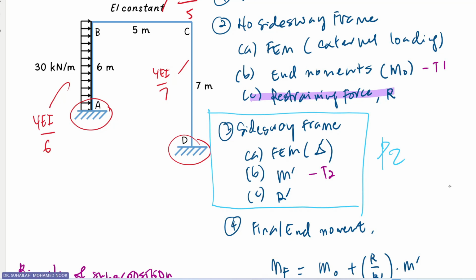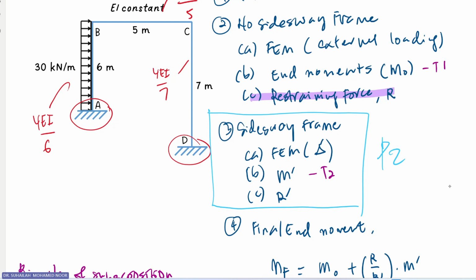And then from that we will get the table, and we use the FEM in the table, and then we calculate member and moment. So member and moment in table 2, the total, we label as M prime, because A is delta prime. So the end moment is M prime.